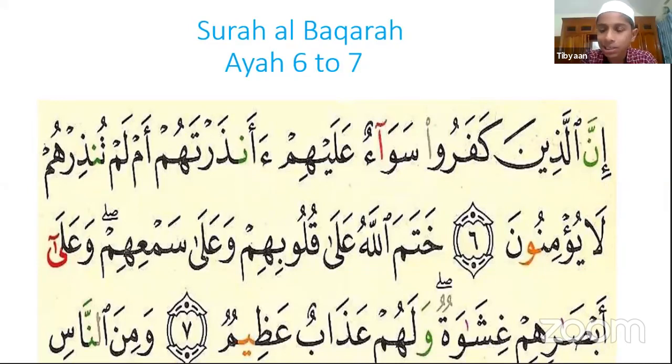So I'll start. First, innal ladina. There, first we have noon mushaddada. We learned that noon with the shadda is known as noon mushaddada, and we should do ghunna. In the first tajweed class, two weeks back on Thursday, we learned we should do ghunna there. Ghunna means reading from the nose.